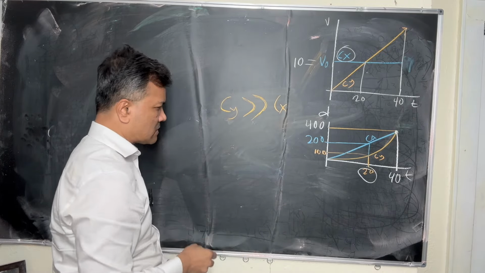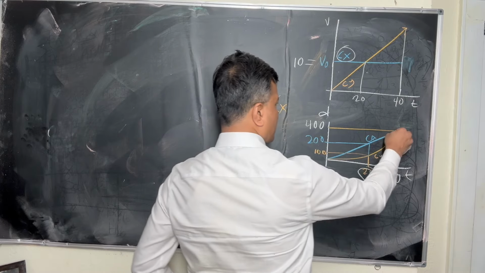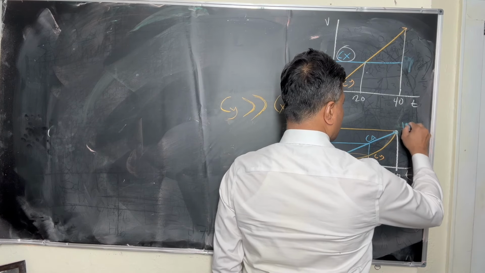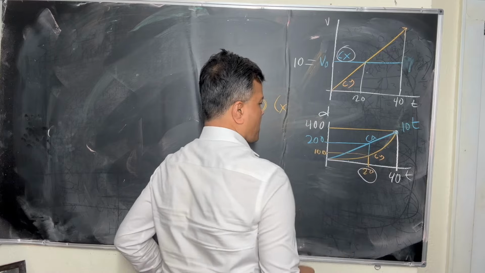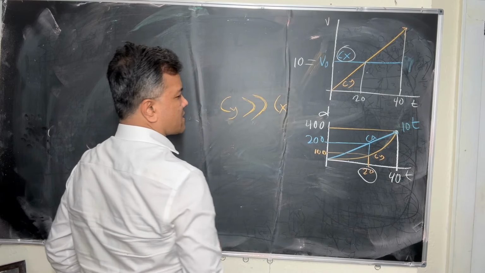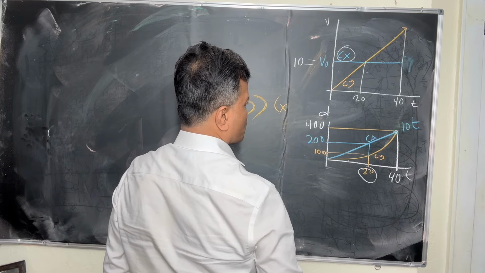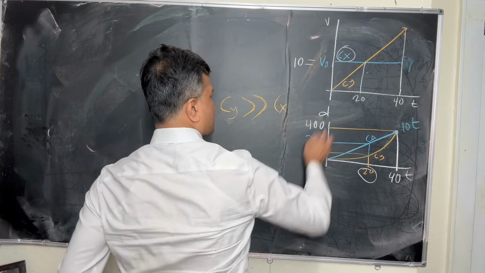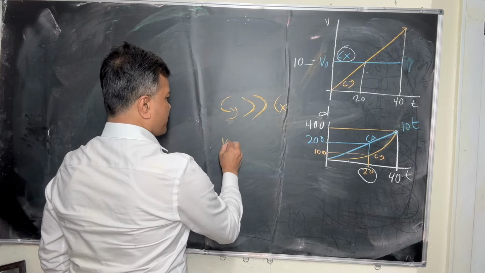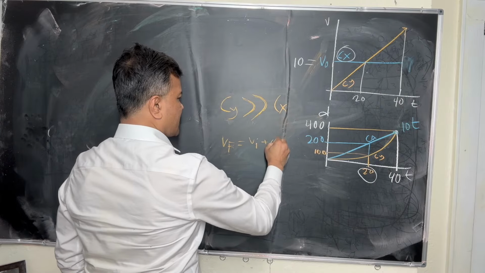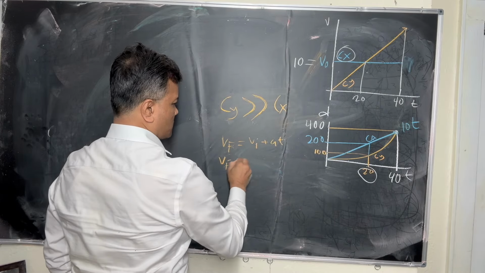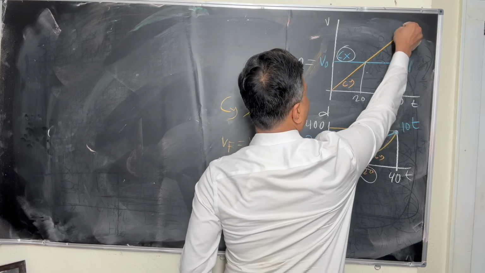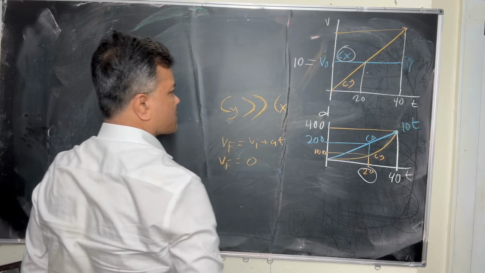Let's prove that. So what is the equation for this line? The equation for this line is 10t. So this one is 10t. What is the equation for this line? Finding the equation for this line is going to be easy. Vf is equal to Vi plus At. Vi is 0. A is, let's see what the velocity is over there.